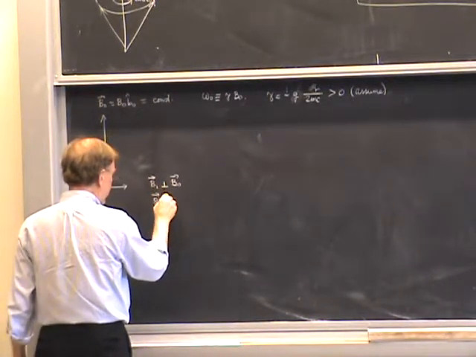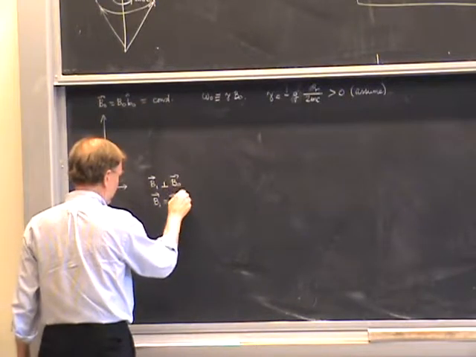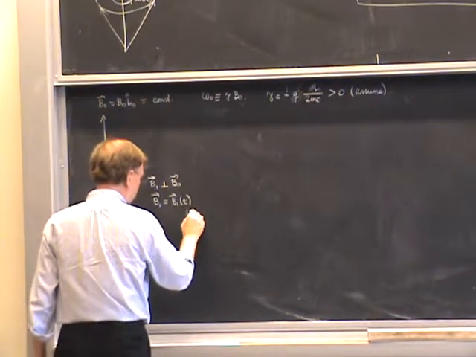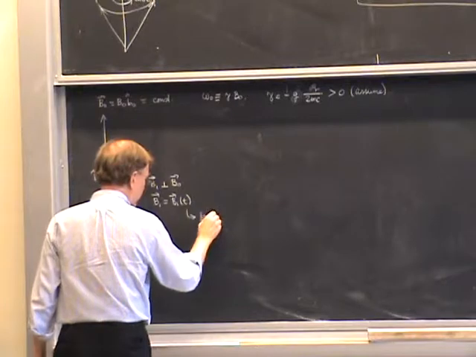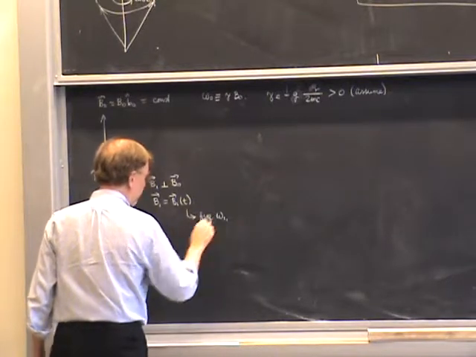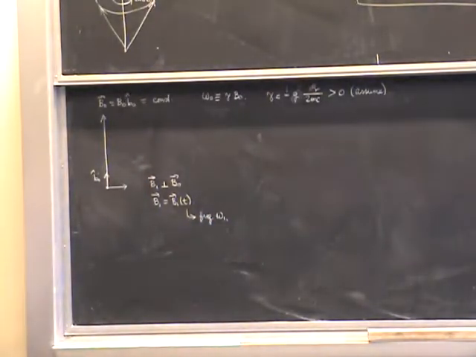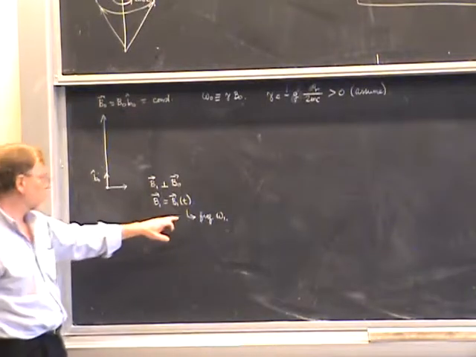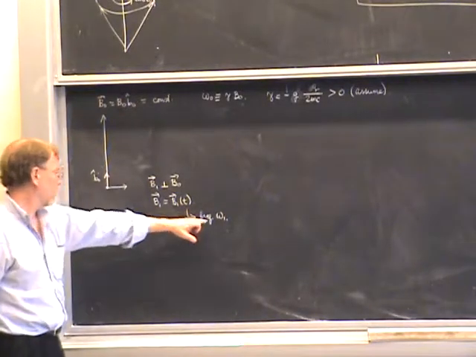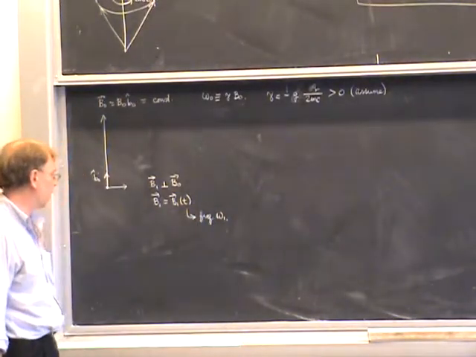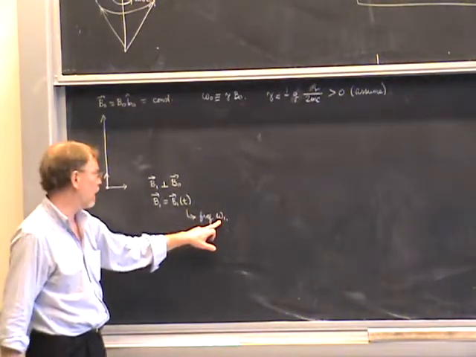Also, B1 is time dependent. And it has time dependence in such a way that it has a frequency which I'll call omega 1. I'll show you explicitly the time dependence I have in mind in just a moment. But in any case, it's a time dependence periodic of a certain frequency of omega 1.